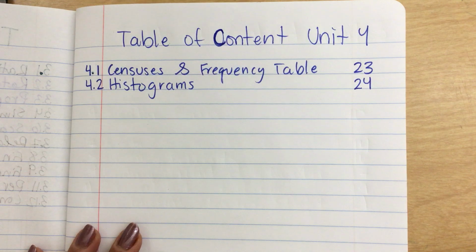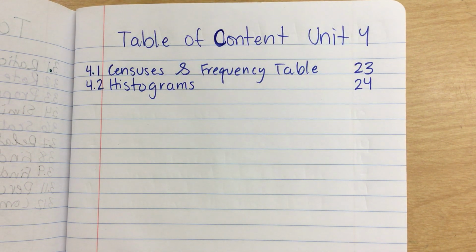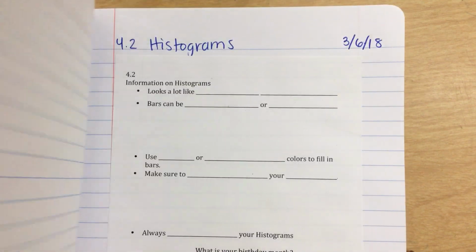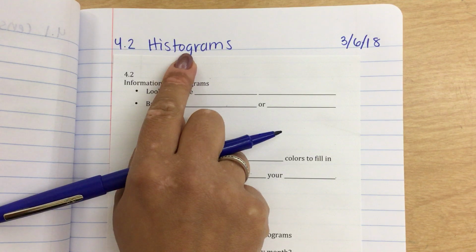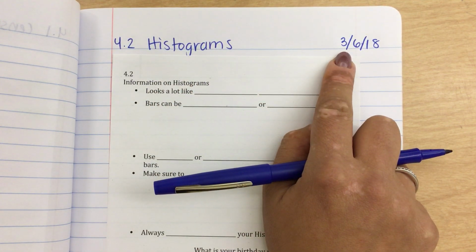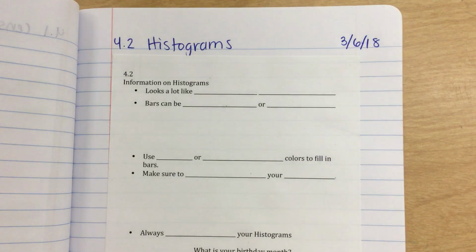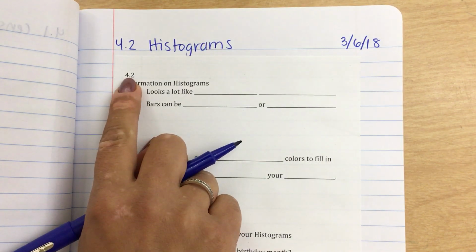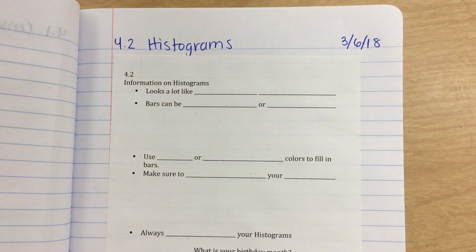So you can go ahead and pause this video right now to fill that in. I'm going to turn to page 24 right now. We have our title, 4.2, histograms, and today's date, which is March 6, 2018. The sheet that you got in with 4.2 on the top, go ahead and glue it in right now. You need to pause the video right now to fill this in.